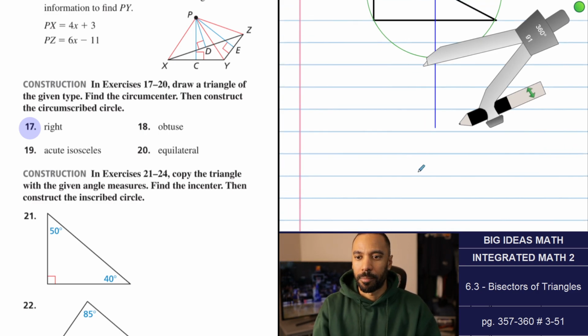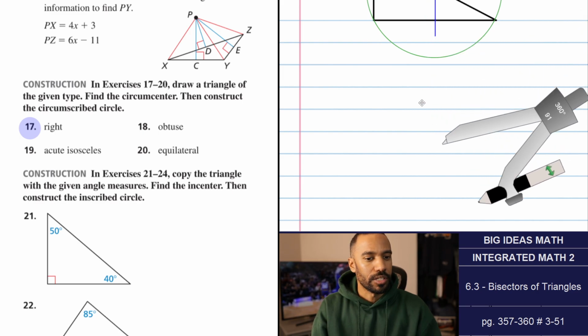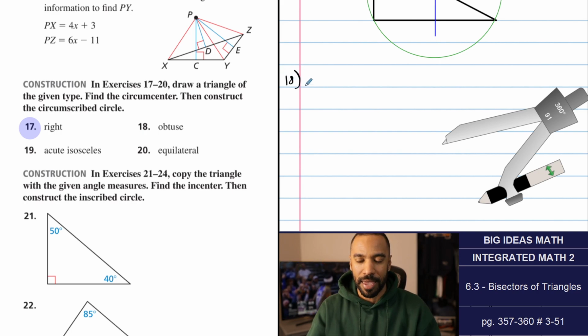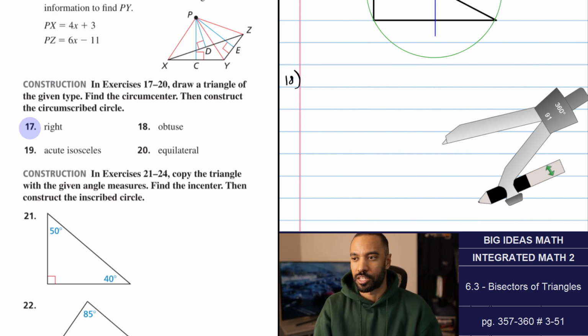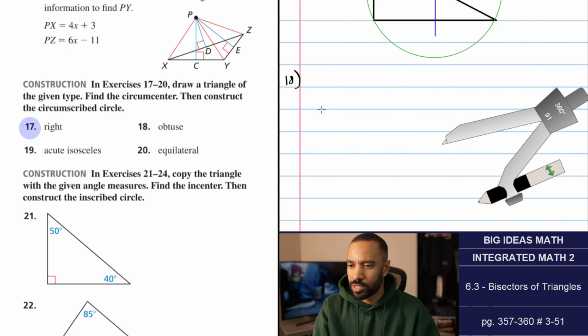Okay, let's go to number 18. Let's just reduce this a little bit. There we go. Let's go to number 18. Let's do an obtuse triangle. Now remember, this is kind of open-ended as far as I can make up my own triangle, and that's exactly what I'm doing. This time I'm going to thin out my triangle a little more, and I'm going to try and make it bigger. Let's go obtuse out here.